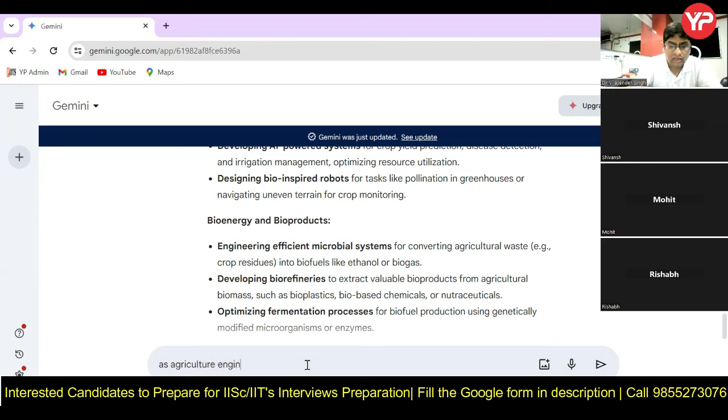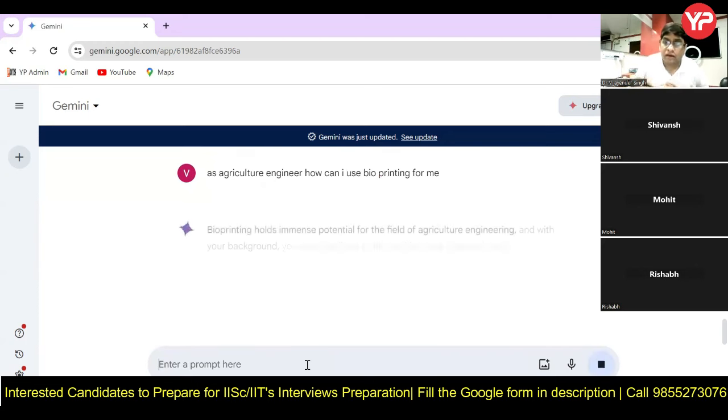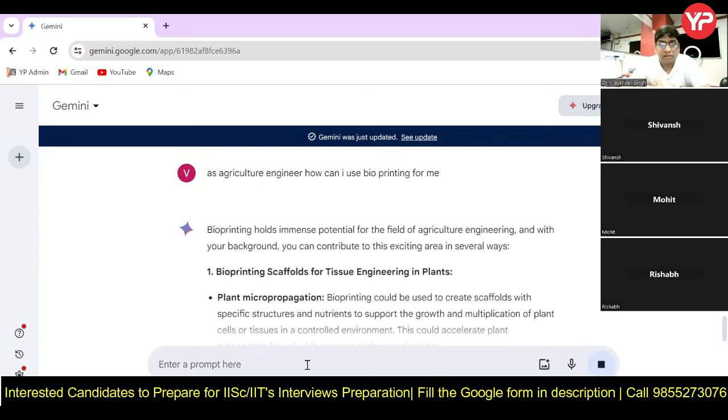As an agriculture engineer, how can I use bioprinting for me? So let's see, bioprinting is something which is mentioned on the website. So what is the meaning of bioprinting? Bioprinting has a lot of potential for the field of agriculture engineering. How? Okay, plant micropropagation. Bioprinting could be used to create scaffolds with specific structure and nutrients.